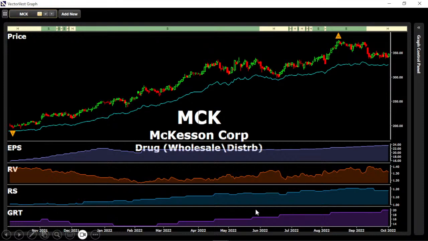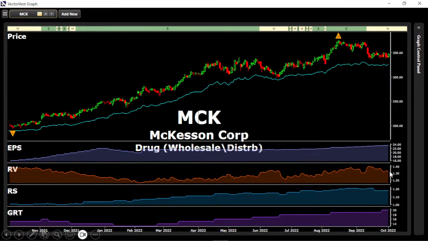But we're looking at October of 2020 to October of 2022. How's earnings per share? Bottom left to upper right. Good. Relative value, is it above 1? Yes. And I'm not too concerned with the trend of the indicator with RV and RS. Yes, sure, it's sloping down. That's not too important here.